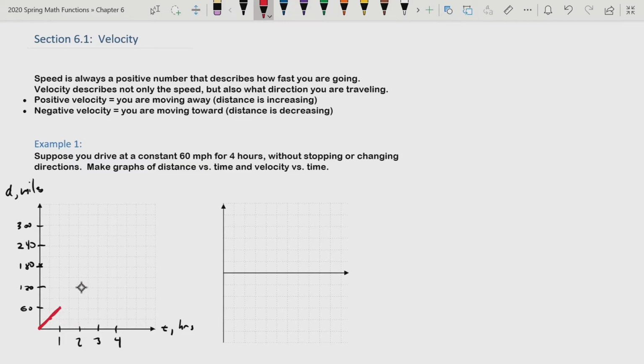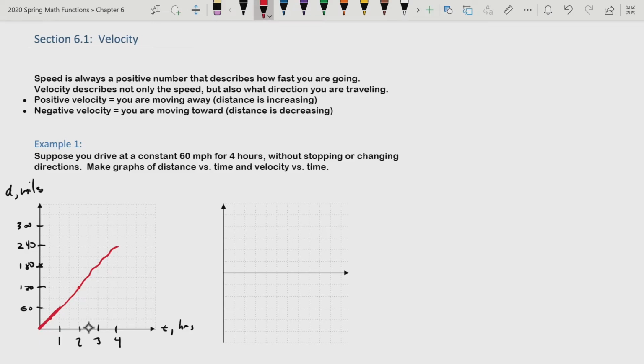2 hours, you're going to be another 60 miles. So you're 60 miles after 1 hour. You're going to drive another 60 miles by hour 2. It's going to look like this. Then 3 hours, and then 4 hours. So on the 4th hour, you're 240 miles away from where you started if you drive 60 miles per hour for 4 hours. And this graph will give you how far you are at any given time.